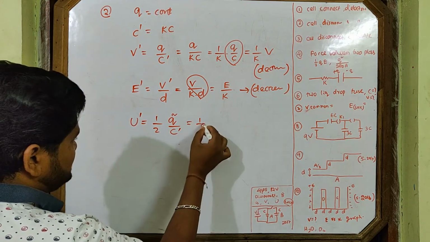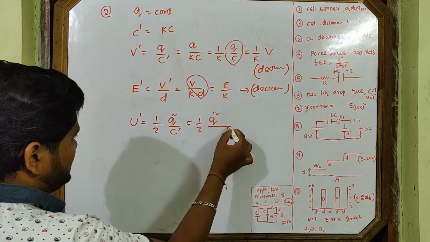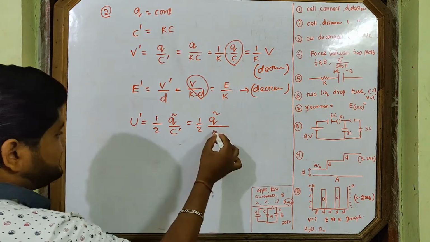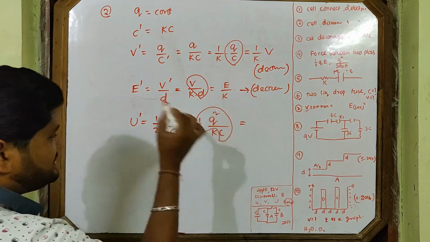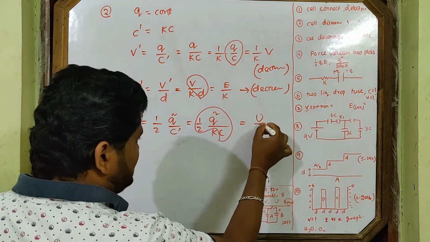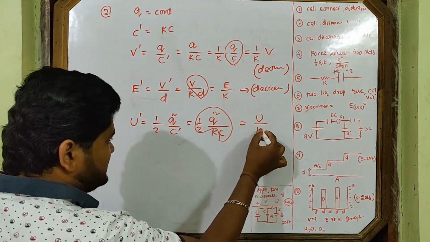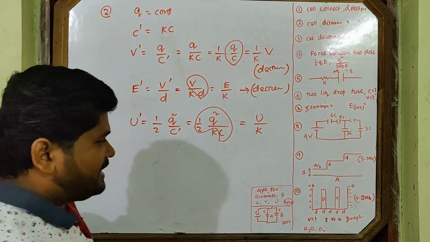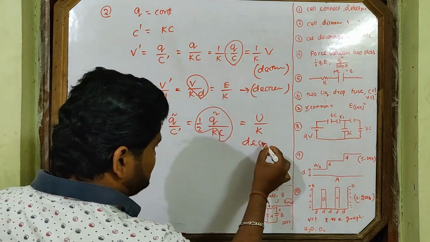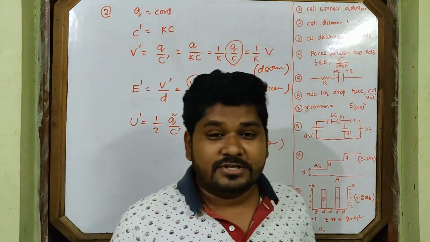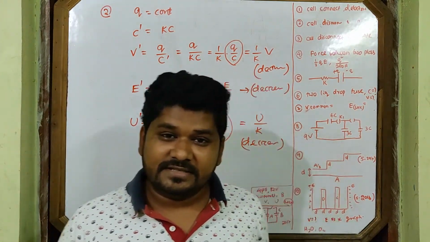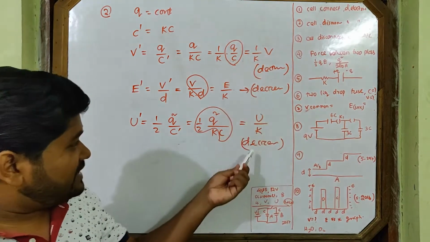How much has it changed? Half Q square, C dash becomes KC. Then leaving K, what is this? This is the initial energy: half Q square by C is the initial energy, so it becomes U by K. It decreases. What about the energy stored now? Decreases. So now you mark all the quantities.